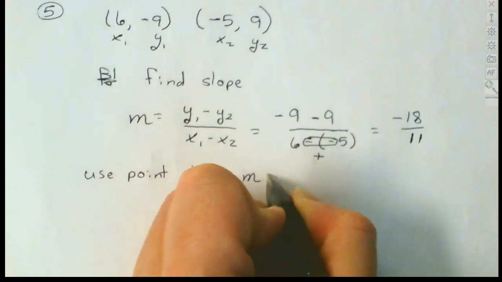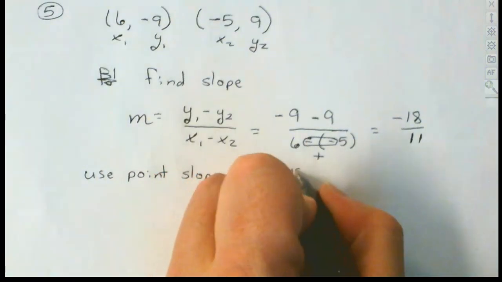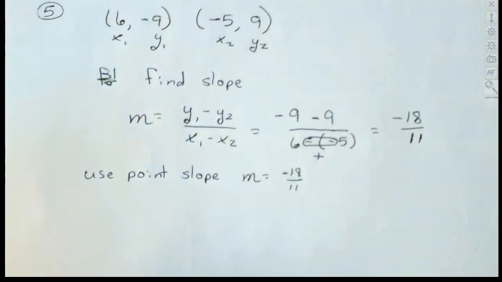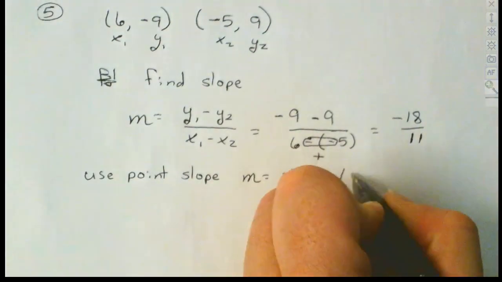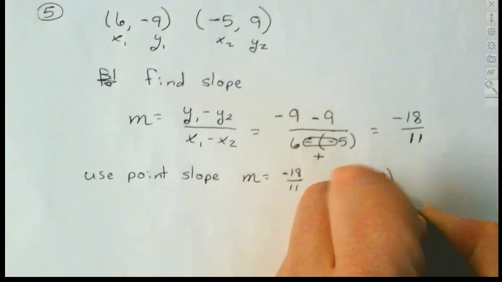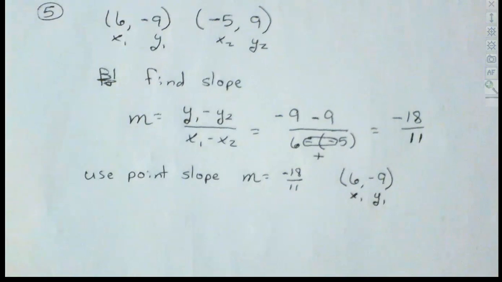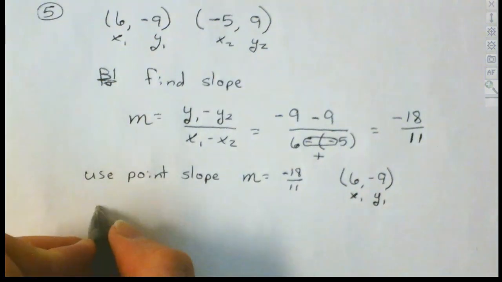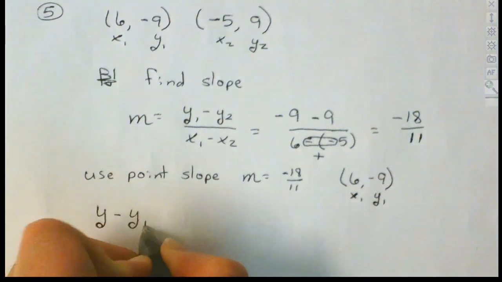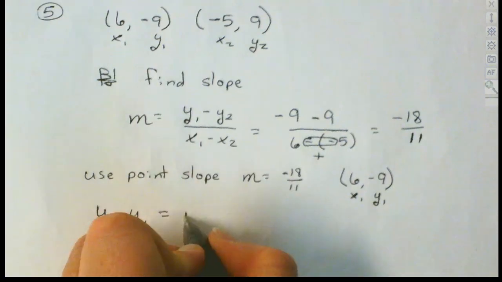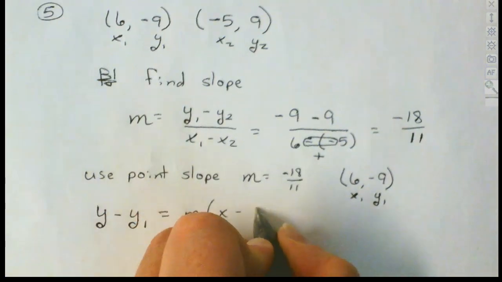And we're going to use m equals minus 18 over 11. That's my slope. And we can use either point. It doesn't matter. So I'm going to use the 6 comma negative 9. And that's again going to be x1 and y1. And our point slope formula is y minus y1 equals m times x minus x1.